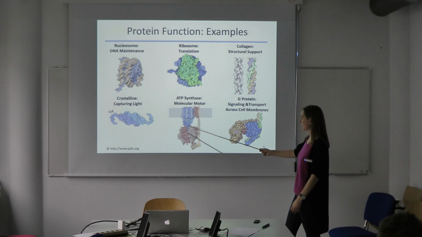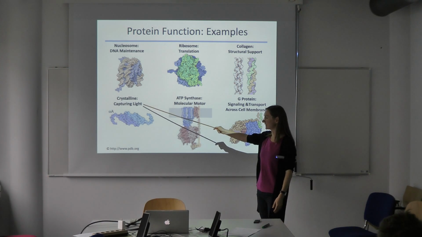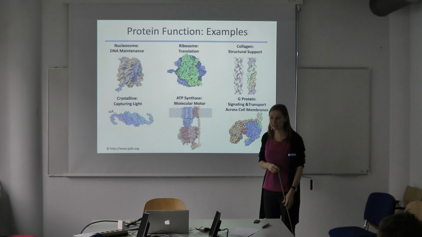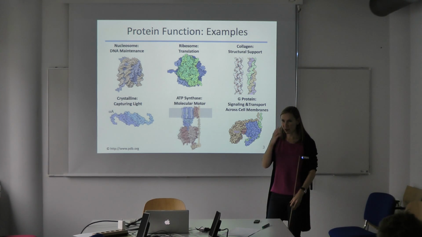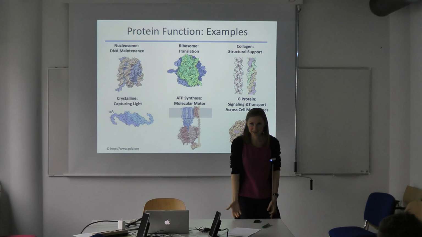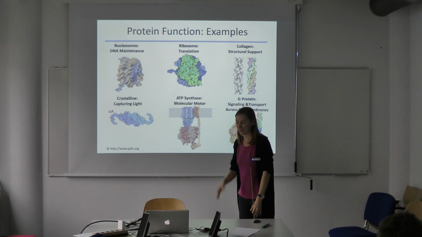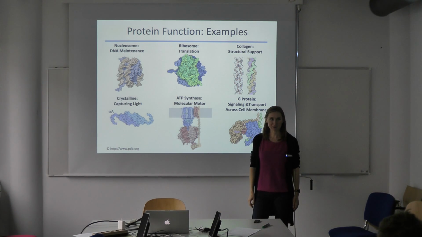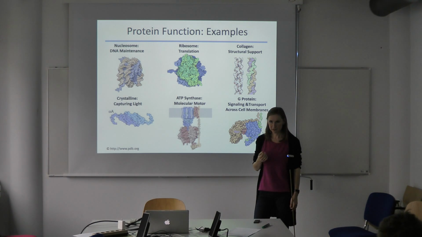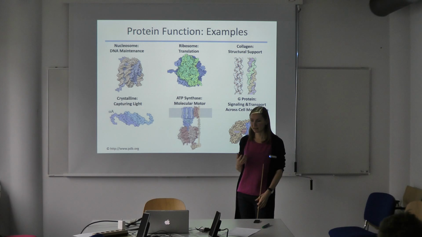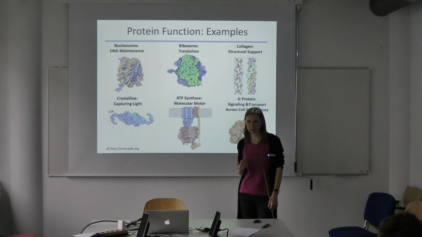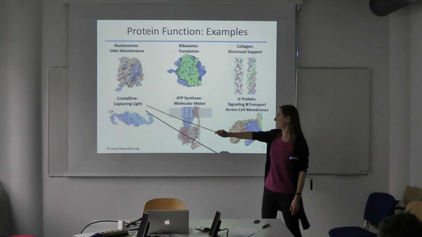Okay, another interesting protein that I decided to put on the slide is crystallin. We find this protein in our eyes. Our eyes are normally transparent, right? If you look at people's eyes, they're very transparent. But sometimes, especially in older people, the eyes look a bit milky. Maybe you have noticed that. Maybe you've heard about cataracts, and this is the reason for cataracts.